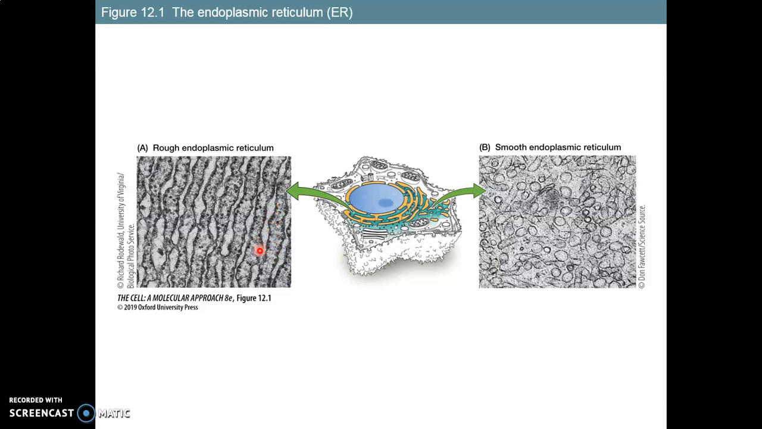So this clear white area is the lumen of the ER, and you can see that there are ribosomes bound to the outside. And this darker region in between is continuous with the rest of the cytoplasm.